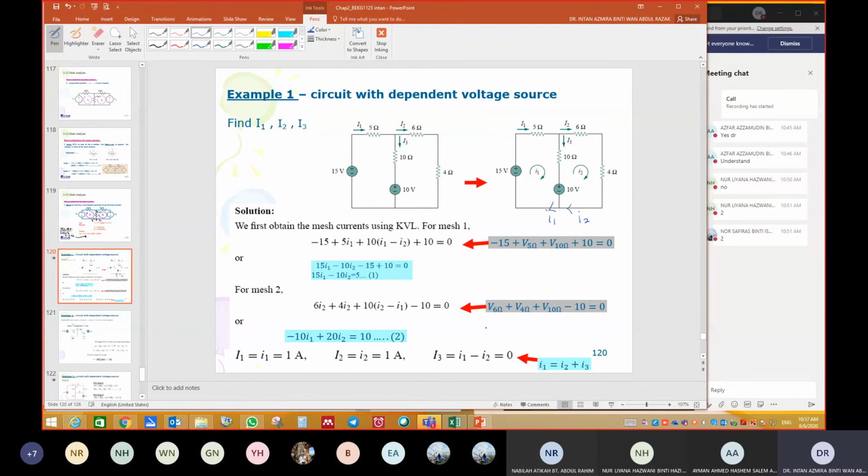So if we apply KCL, at node, let's say at node A, KCL at A. The current entering the node is I3 and I2. So I2 plus I3 is equal to I1. Okay, so now we want to find I3. I3 is equal to I1 minus I2. Okay, I1 minus I2 is equal to 0. So 0 A here.